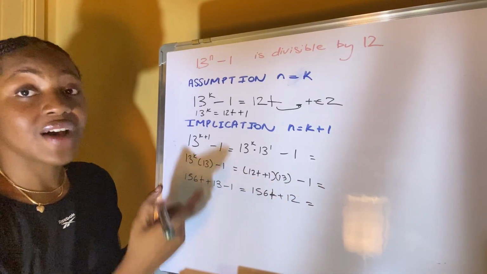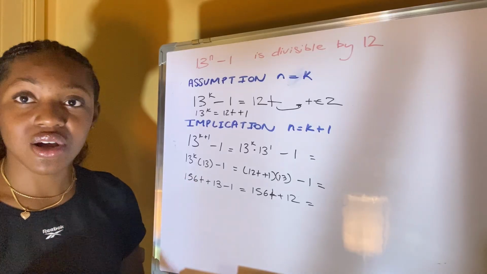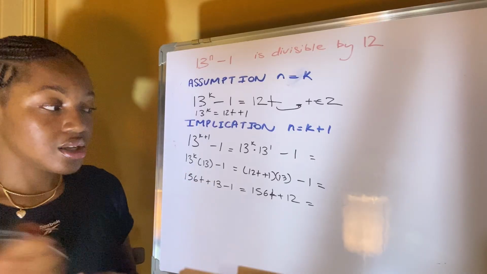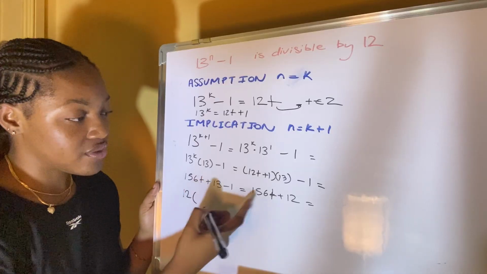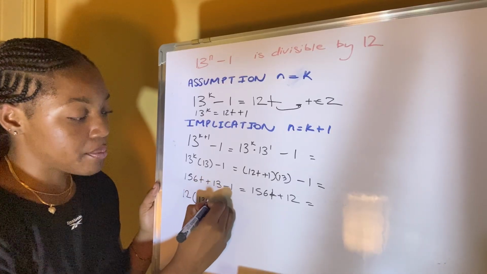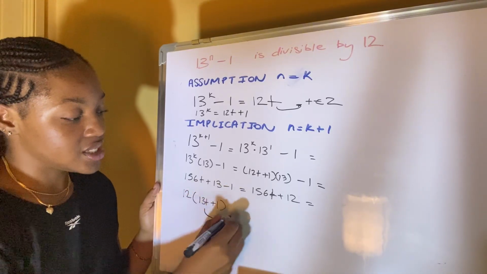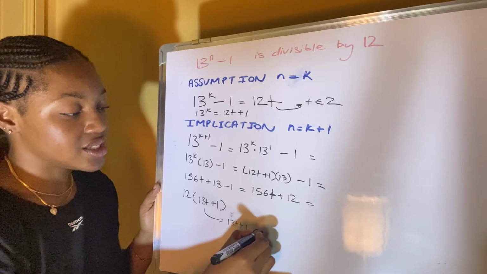From here, we're going to factor out 12, because recall that if a number is divisible by 12, we can write it as 12 times an integer. So that's what we're going to do. We're going to factor out 12. When we factor out 12, we're left with 13t plus 1. And of course, 13t would be an integer, because we know that t is an integer.